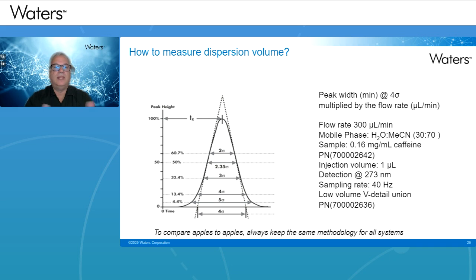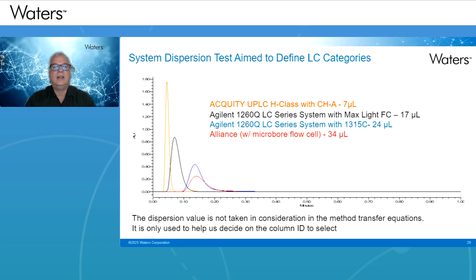So the experiment is we inject 1 microliter, and this is what we get. On the UPLC H-Class, that 1 microliter is now a 7 microliter band, from here to there. If I use another system, I may get like 34 microliters on the Alliance.